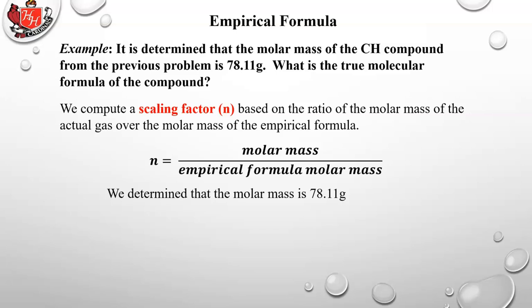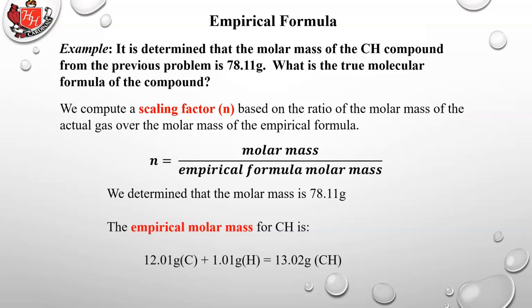So we determine that the molar mass of the actual gas is 78.11. The empirical molar mass is simply computed by computing the molar mass of the empirical formula. So you have one carbon and one hydrogen. That's 12.01 from the carbon, obtained from your periodic table, and 1.01 for the hydrogen. You add those together and you get an empirical molar mass of 13.02 grams of CH.